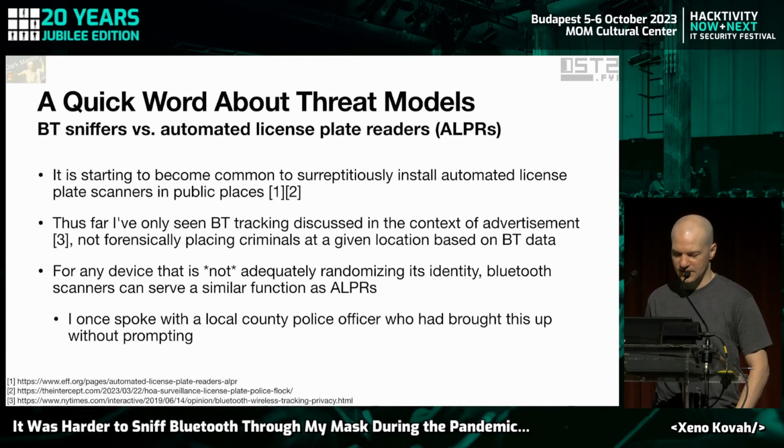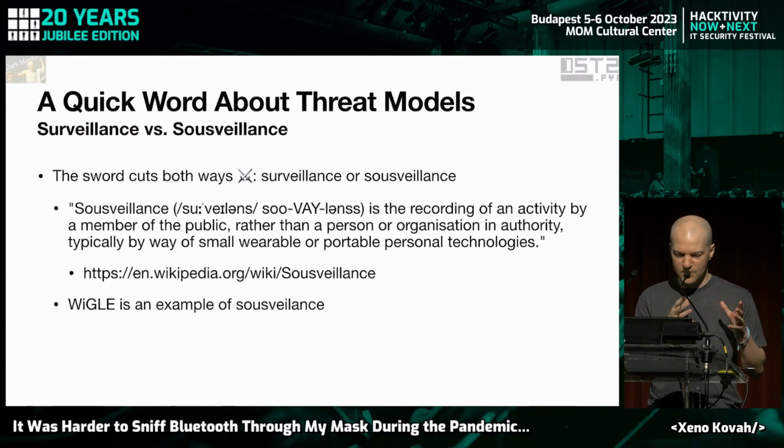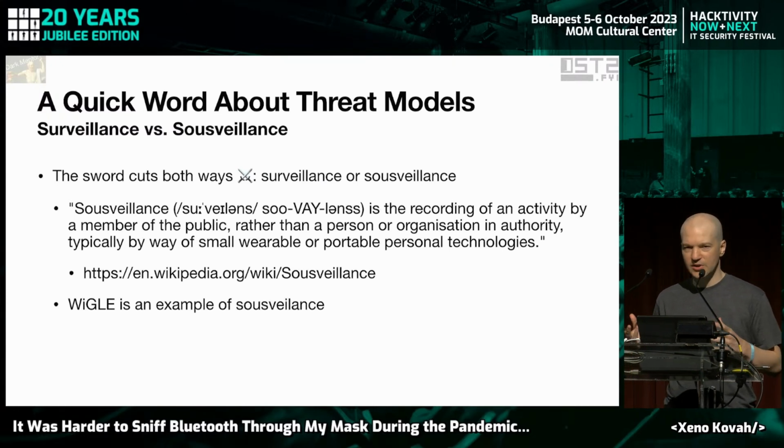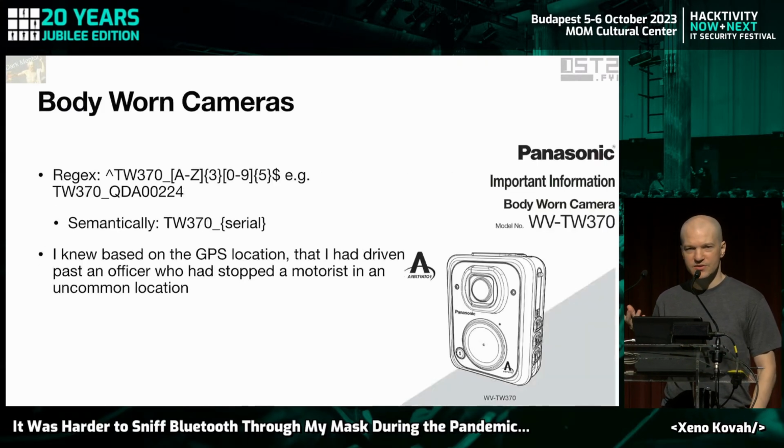So the thing I want to say is that there can be surveillance via Bluetooth where the authority is collecting this information. But there's also the concept of sousveillance, where the public captures information to hold authorities accountable. And so I would say Wiggle is more on the sousveillance side. Now, with that in mind, I want to talk about Bluetooth body-worn cameras for a second. These are things that police potentially wear in order to make more accountability, both in terms of the police actions and so that it's not their word against someone else's.